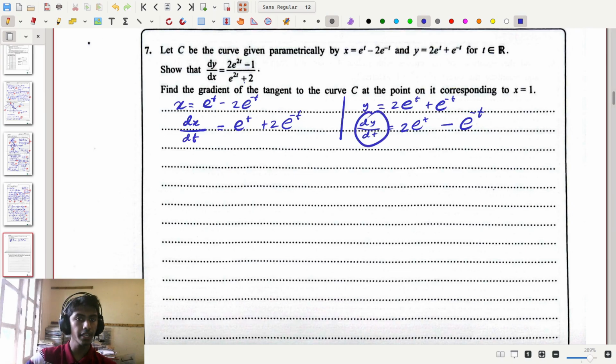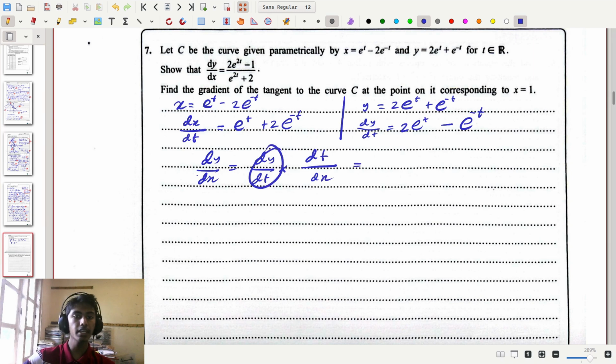Now we can use the chain rule to find dy by dx. To do that, we do dy by dx is equal to dy by dt multiplied by dt by dx. Or I could alternatively do multiplied by 1 over dx by dt, but for now we'll just do multiplied by dt by dx.